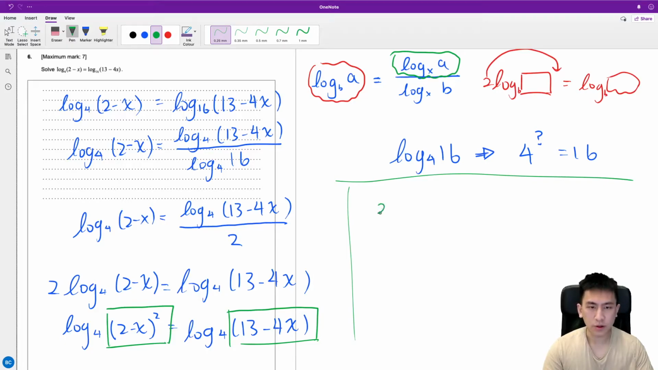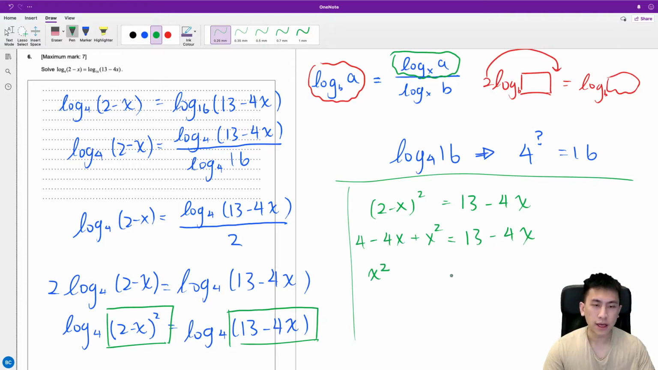That would just be what? 2 minus x squared equals 13 minus 4x. And I hope by now you can see that's going to be a quadratic, because you're going to expand this. It's going to be 4 minus 4x plus x squared equals 13 minus 4x. Tidy everything up, and nicely, the minus 4x got cancelled. So x squared simply equals 9.